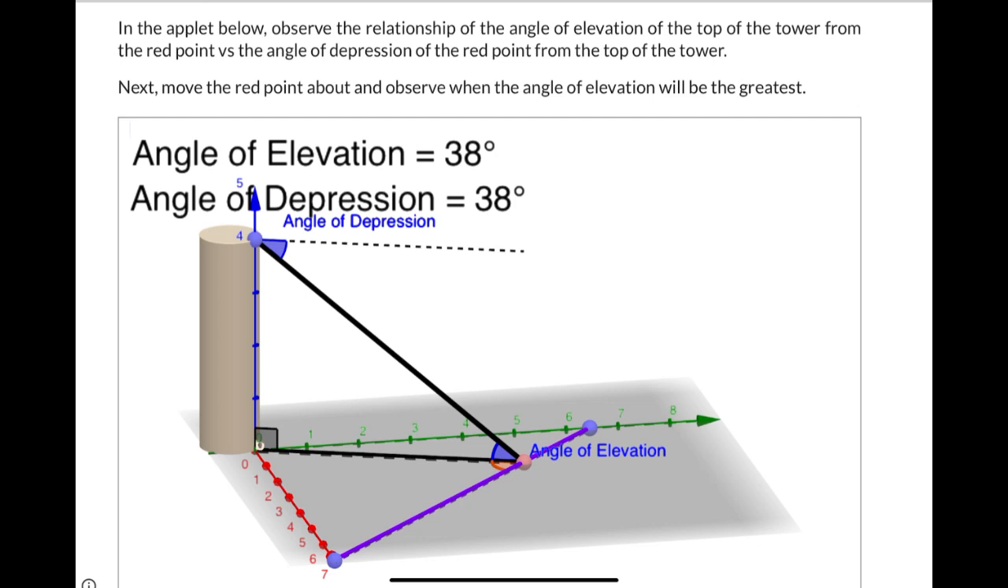Now in this lesson, we are going to solve questions involving the greatest angle of elevation. Over here in this applet, what we observe will be the relationship of the angle of elevation of the top of the tower versus the angle of depression from the top of the tower. You will see that both angles are actually equal.